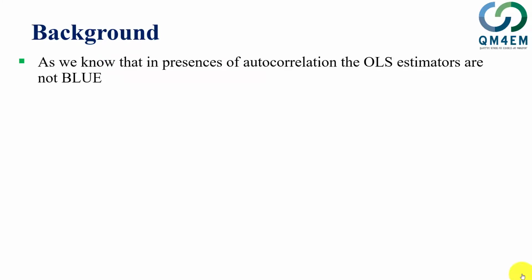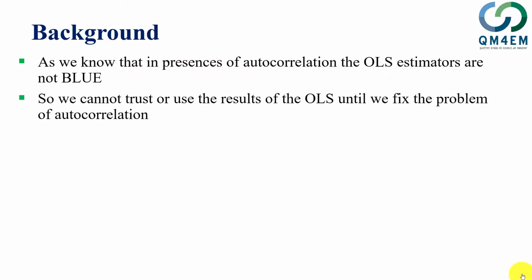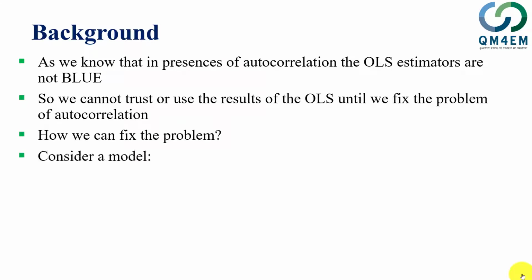With a small background, I would like to remind you again that once we have the problem of autocorrelation, our OLS estimators are not BLUE, so we cannot trust the OLS procedure or the hypothesis testing we perform after applying OLS, until we fix the problem of autocorrelation. So how can we fix this problem? We can start with a very simple example to understand the procedure. This simple model is based on one regressor x2, with the y variable y_t being regressed on x2.